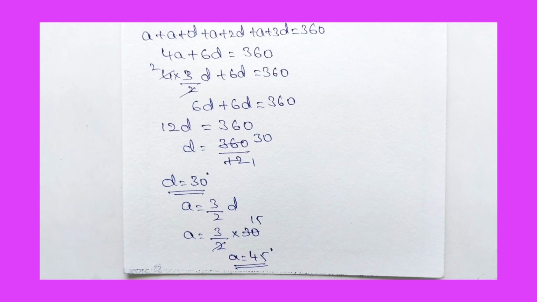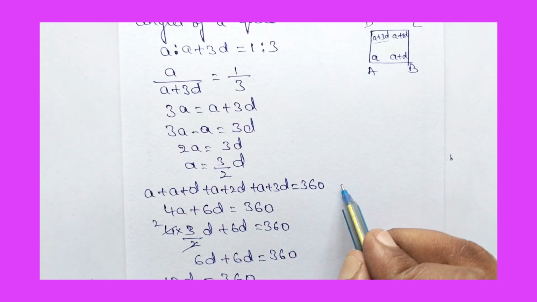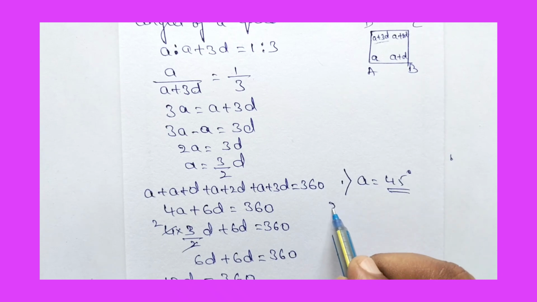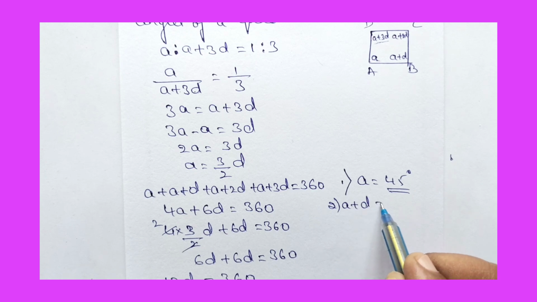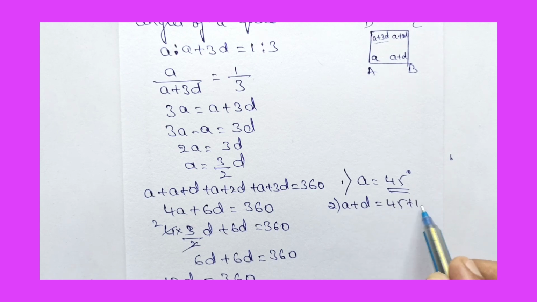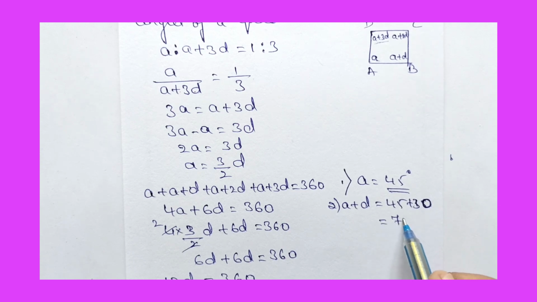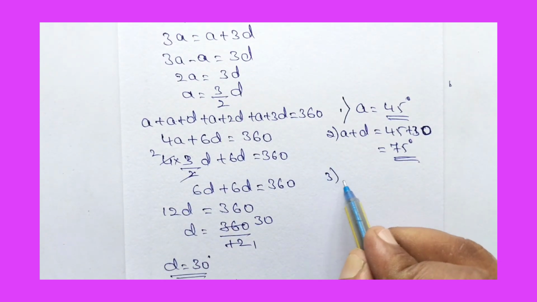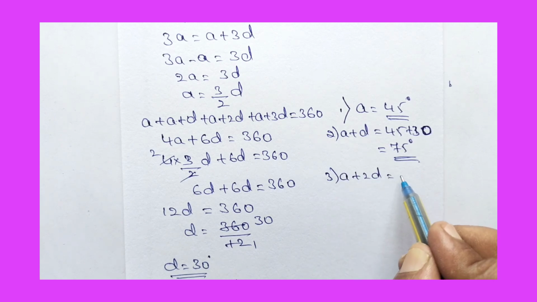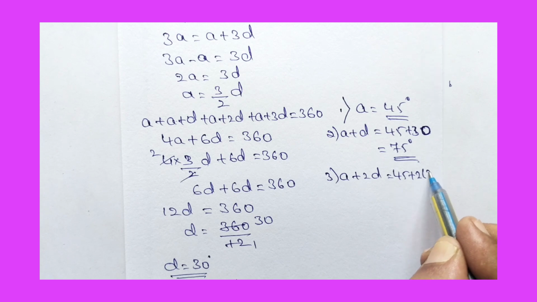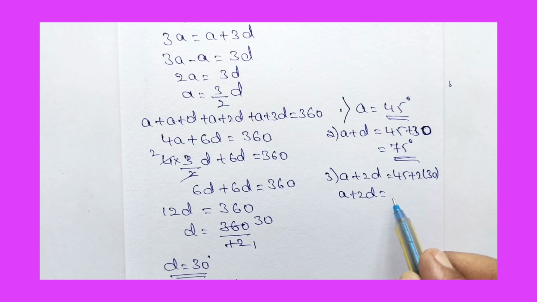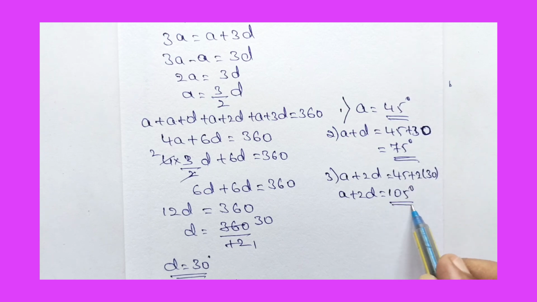Now, let us find out all the 4 angles. The first angle is A, which is equal to 45 degrees. The second angle is A plus D, which is 45 plus 30, equal to 75 degrees. Then let us move to the third angle: A plus 2D, that is 45 plus 2 into 30. So A plus 2D is 60 plus 45, which is 105 degrees.